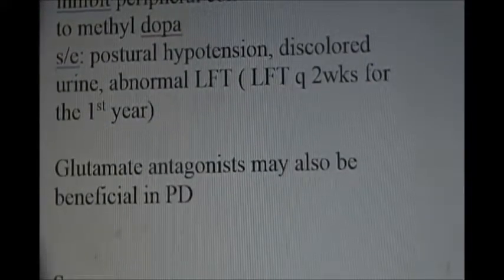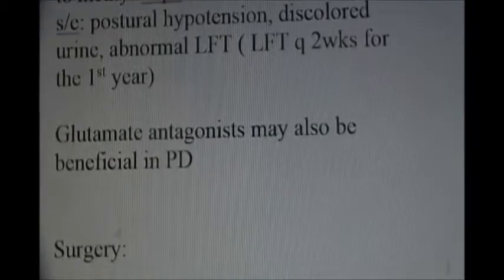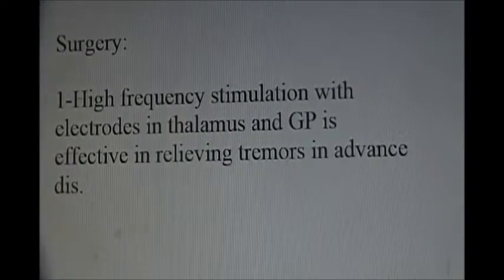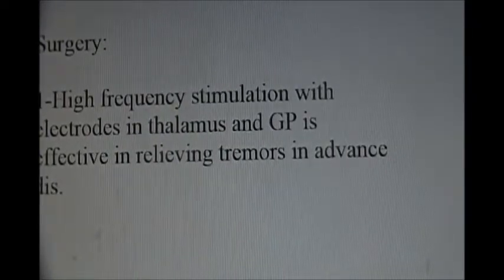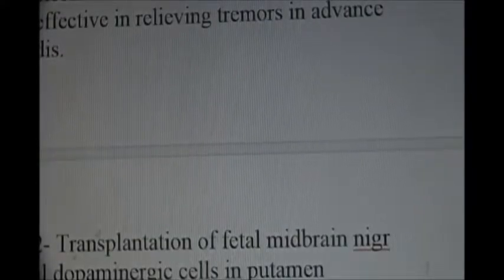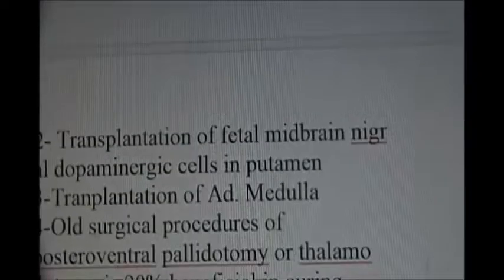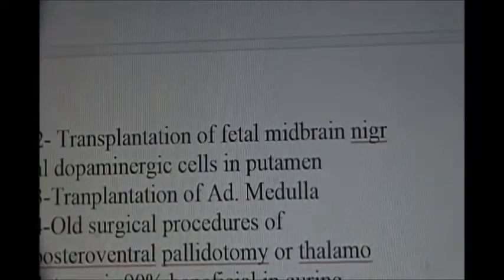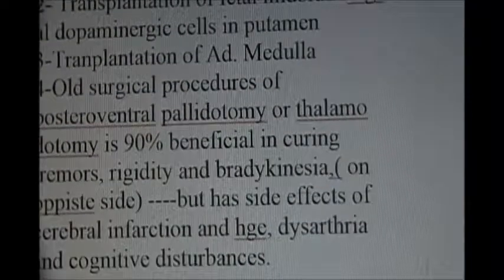The other drug which may be used is glutamate antagonists, which may also be beneficial in Parkinson disease. The surgery in Parkinson disease. Number 1, high frequency stimulation with electrodes in thalamus and globus pallidus is effective in relieving tremors in advanced disease. Number 2, transplantation of fetal midbrain nigral dopaminergic cells in the putamen is also effective. Number 3, transplantation of adrenal medulla is also effective.